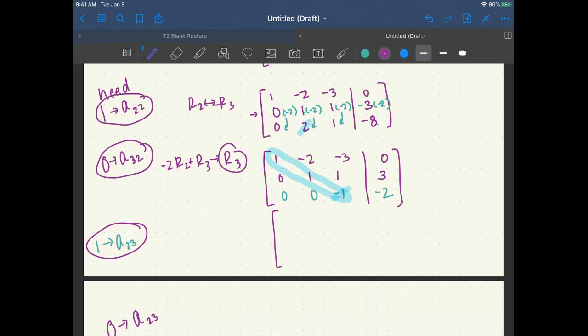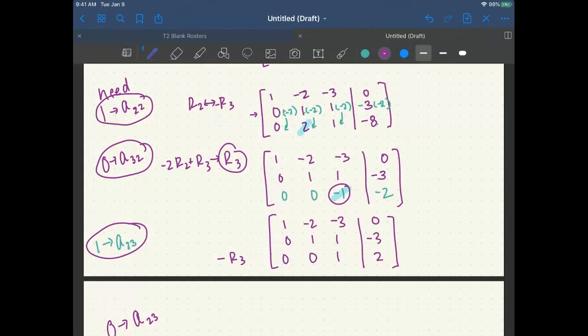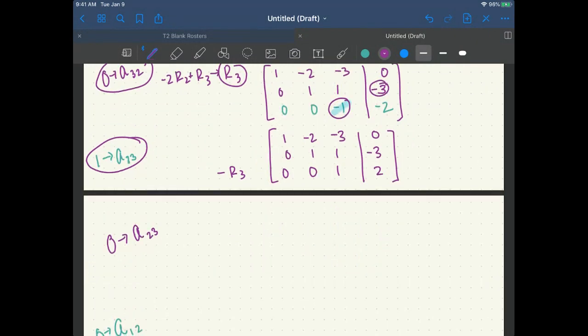So row 1, I can see that I already have a 1 here, so I'm just going to replace row 3 with negative row 3. So 0, 0, 1, and positive 2. And then I have 1, negative 2, negative 3, and 0. 0, 1, 1, and negative 3. I forgot to fix that one right there. So negative 3.